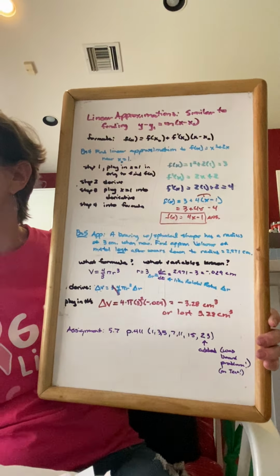So this is kind of like related rates. You have to figure out what you need and what you have. So I said, what's the formula? Well, it said for volume. And I just told you a bearing is like a spherical ball, so it's the volume of a sphere. Volume equals 4/3 pi r cubed. What variables do you know? Well, I know the radius is 3, and it said it wears down to the radius of 2.971 centimeters. Well, that means it's a change if I subtract. If I take 2.971 minus the 3, it's a negative, because it's wearing down, of 0.029 centimeters.